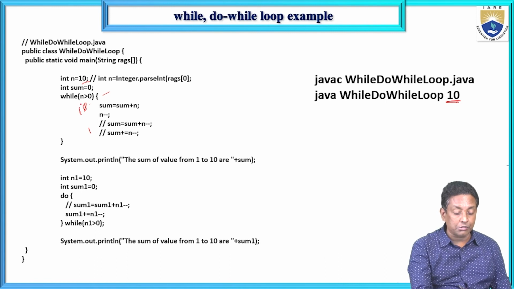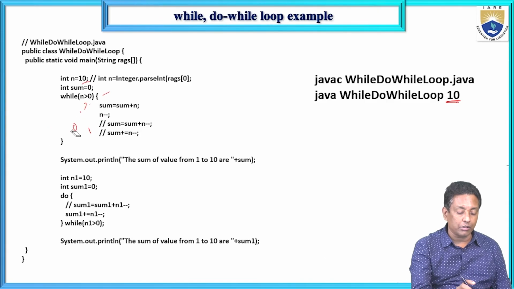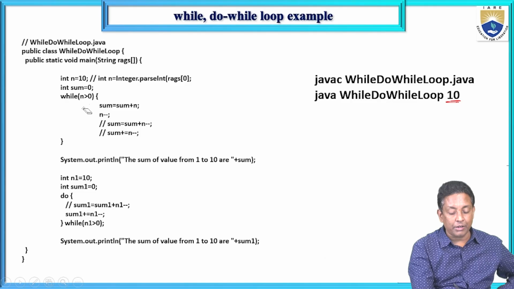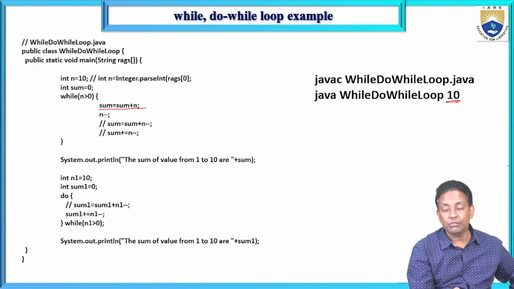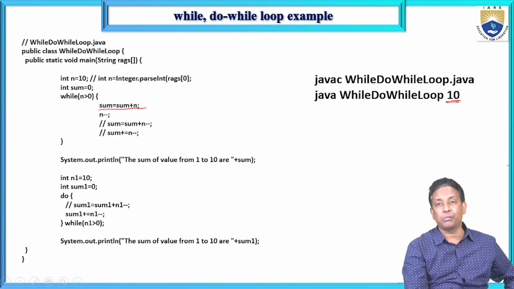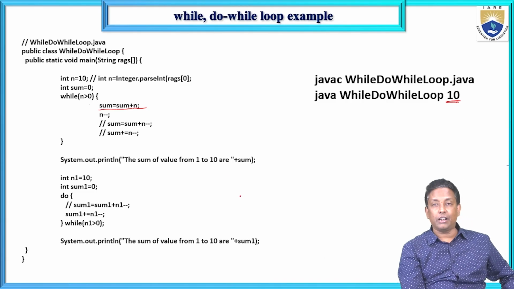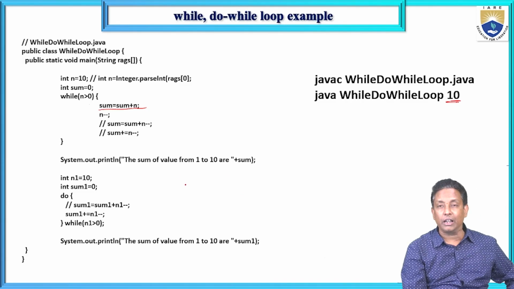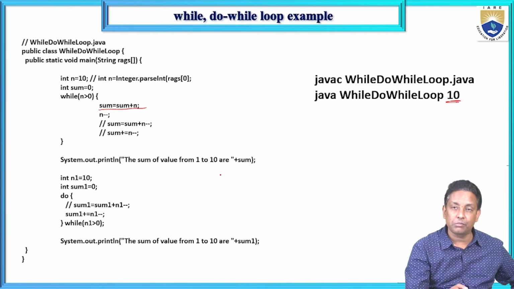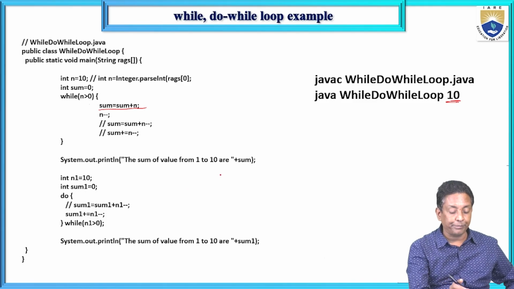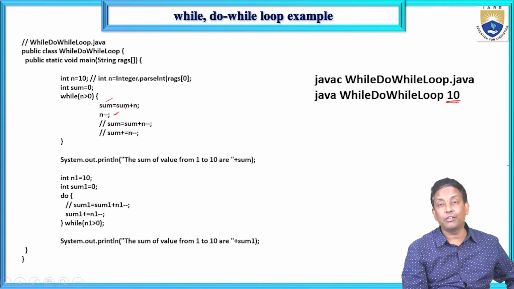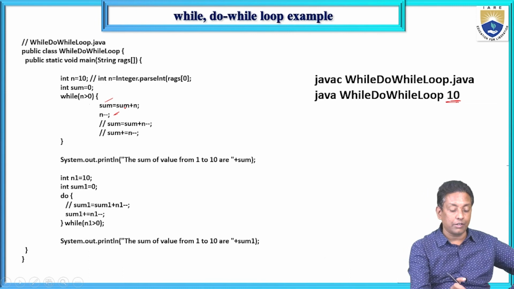When n reaches 0, 0 greater than 0, the condition fails. So the loop won't execute, the loop won't iterate, the loop will terminate. Each time we are taking the n value and adding it to the sum variable. Initially 10 will be assigned. Next, 10 plus 9, 19 will be added. To the 19, next time 19 plus 8, 27, and so on. So in one way sum is incremented, and in the other way the n value is decrementing. We are decreasing the n value.